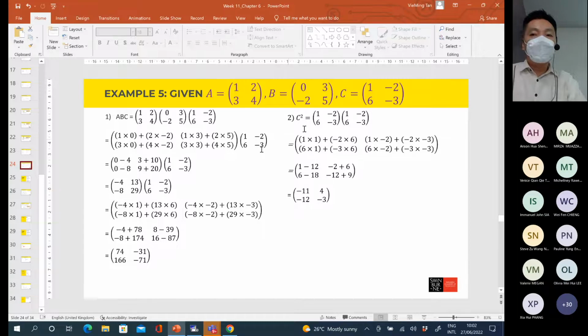Okay, how about this one? Question number 2, C power 2. C power 2 means C multiply C. That means matrix C has to multiply with itself, twice. So you have to write down the meaning first. C power 2 means the C elements have to multiply with the C elements. Then simplify, and the output should be 2 multiply 2.